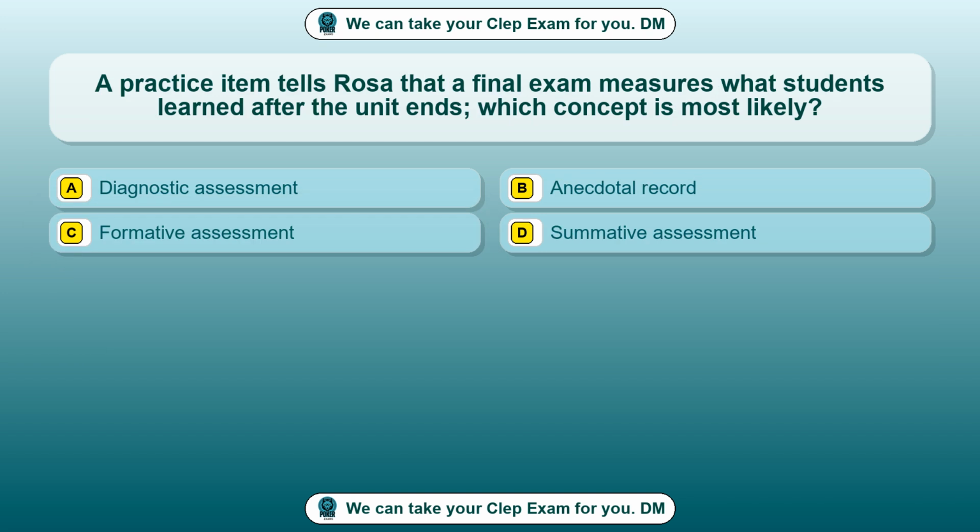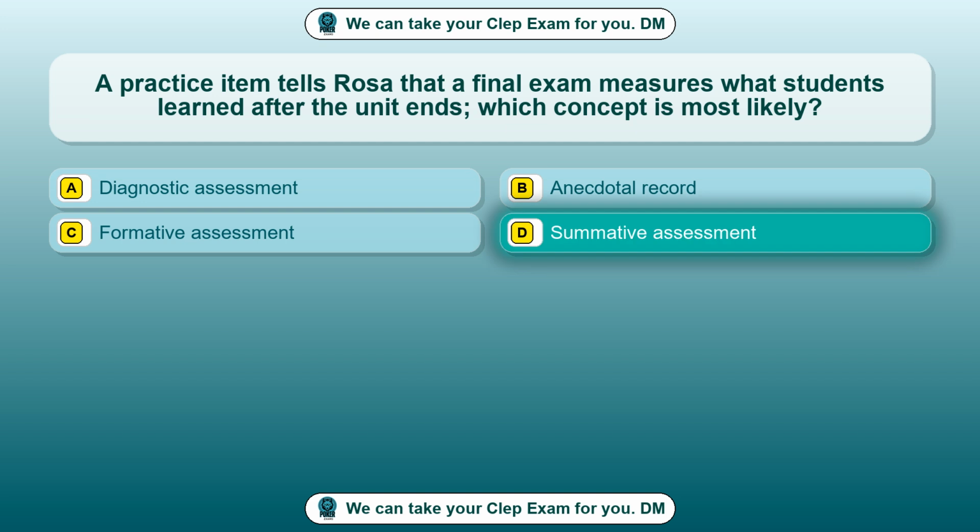Question 53. A practice item tells Rosa that a final exam measures what students learned after the unit ends. Which concept is most likely? Option A, diagnostic assessment. Option B, anecdotal record. Option C, formative assessment. Option D, summative assessment. The correct answer is option D.